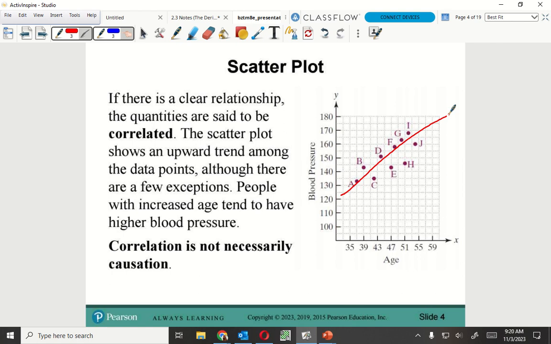The scatter plot shows an upward trend among the data points, although there are a few exceptions. People with increasing age tend to have higher blood pressure. Okay, this one goes along with blood pressure. So we have age and blood pressure. Okay, so right here, correlation is not necessarily causation. So just because there is a trend, that is not the reason.